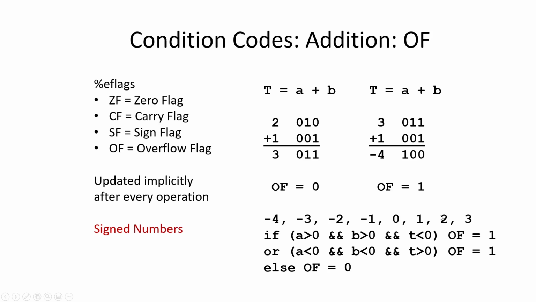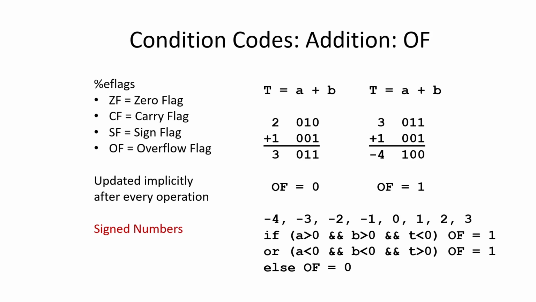So for addition, overflow is set if a is greater than 0, b is greater than 0, and I find that the target result t is less than 0. Oops, I used lowercase t's. Didn't mean to do that. Sorry, guys. I'll fix it for next year. In this case, the overflow flag will be set to 1. If I have 2 negative numbers, a is less than 0, b is less than 0, and I get a positive result, then the overflow flag will also be set. Else, the overflow flag will be set to 0. So those are the 4 condition codes that we're going to need to care about.